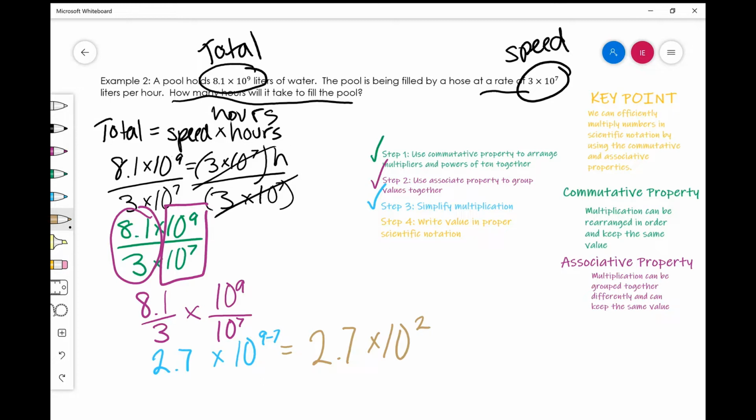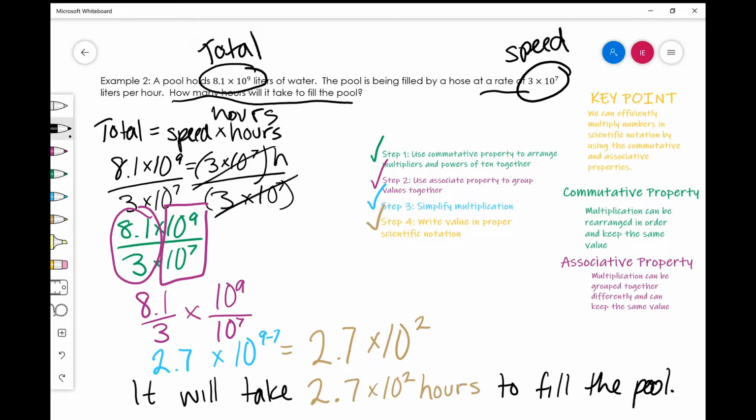Now that I have my final answer, I can go ahead and write my complete sentence. So it will take 2.7 times 10 to the second power hours to fill the pool. Go ahead and take these steps to complete your independent practice and your exit ticket on Google Classroom.